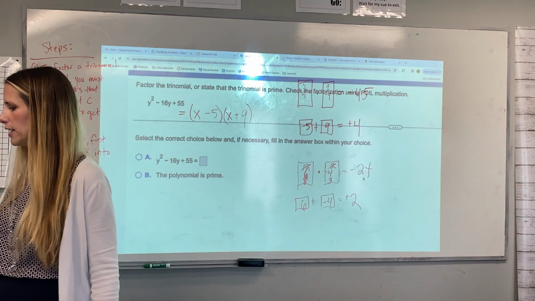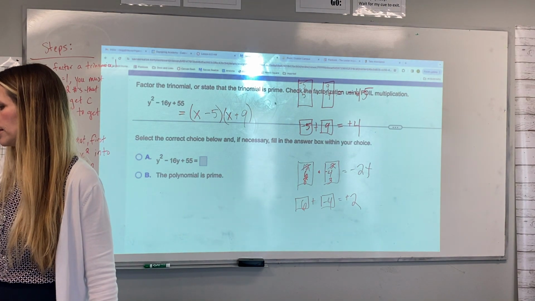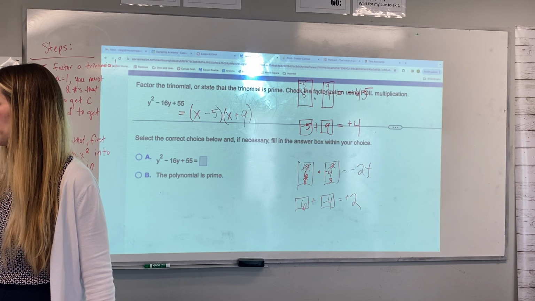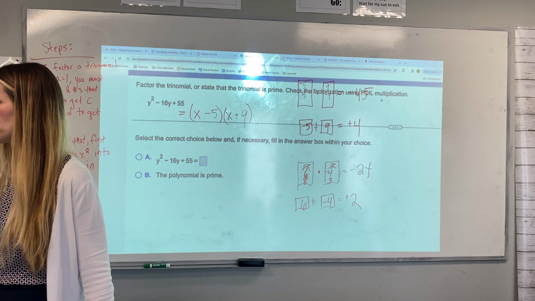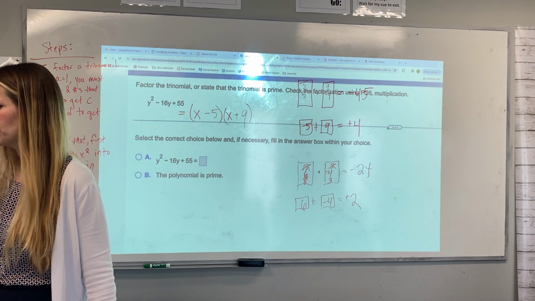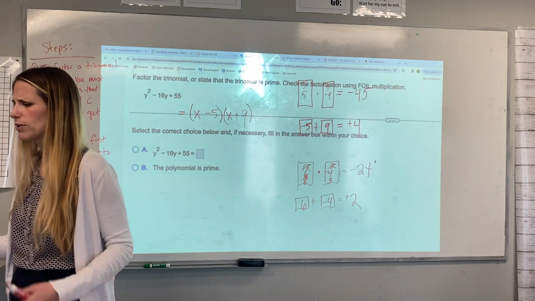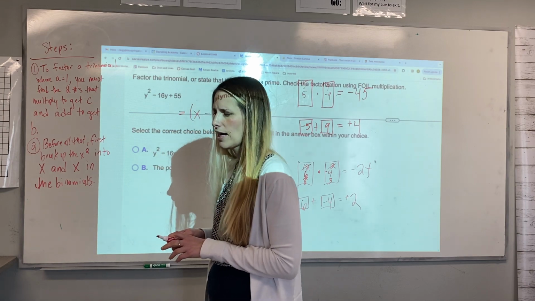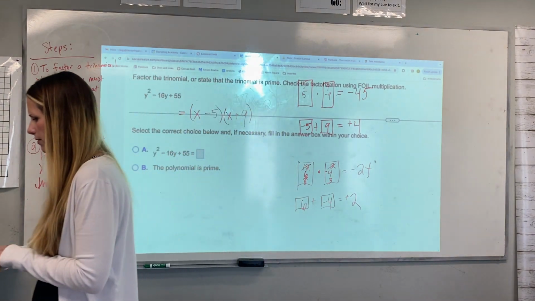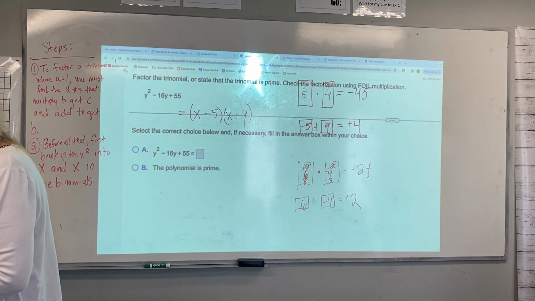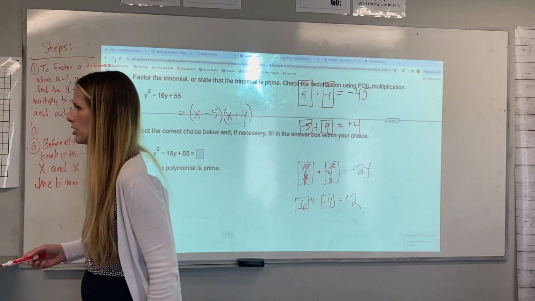It's so funny that this question is saying factor the trinomial or state that the trinomial is prime. It says check the factorization using FOIL multiplication, but nowhere in the lesson did it teach you FOIL. I taught that to you on my own. It's just so weird. Why would they say use FOIL if they only taught something else? Are we the only school that uses it? It's all over the country.